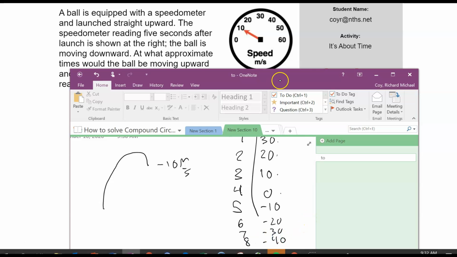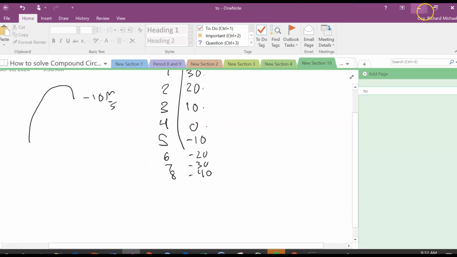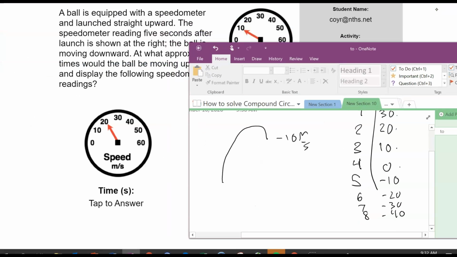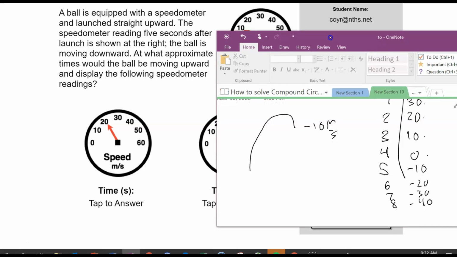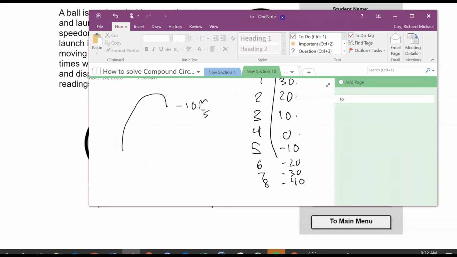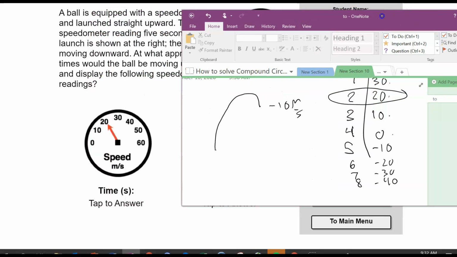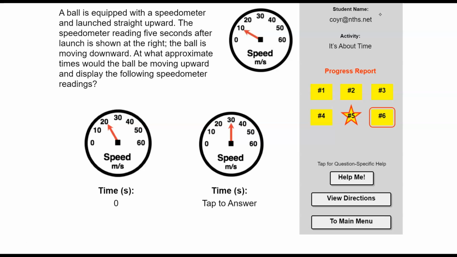Let's take a look at what we're being asked over here. Leave that data over there. Okay, so here, at what approximate times is the ball moving upward? Notice this question is asking upward, and display the following speedometer readings. So upward at 20, well, that's going to be here. That's upward at 20. Remember, the first part of the trip was upward. So I'll say for that one, let's do 2 seconds.